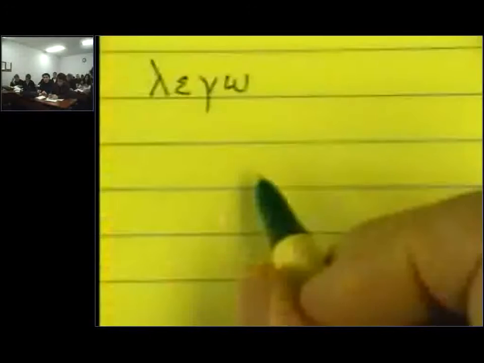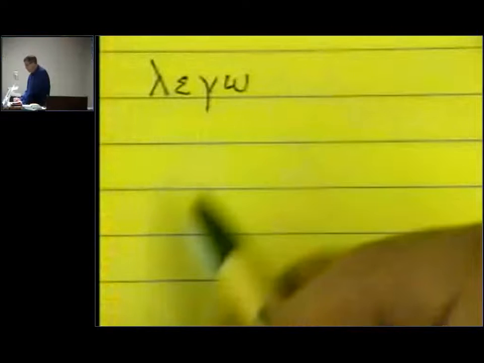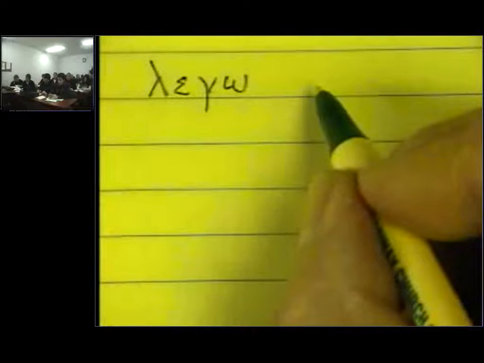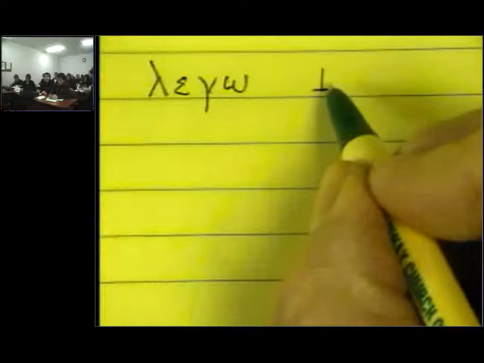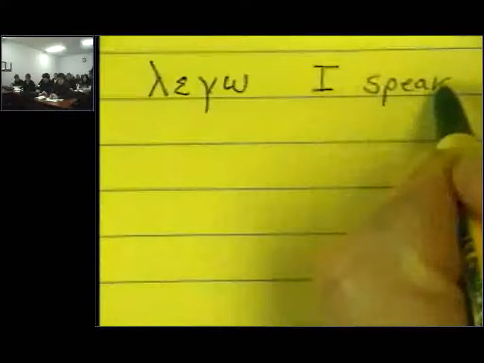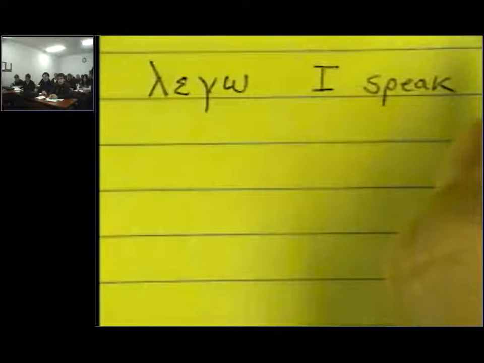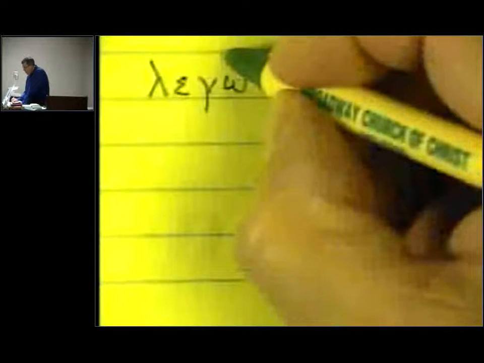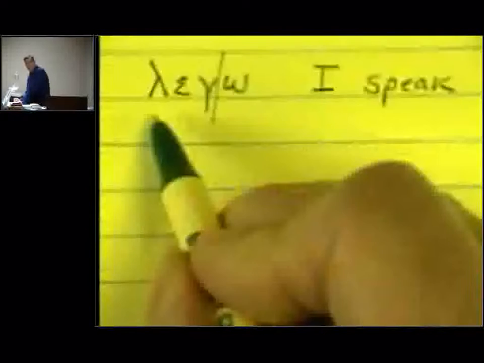Our first verb is going to be Lego. И наше первое слово будет Lego. Everybody pronounce Lego. Все произнесите Lego. This means I speak. И это слово обозначает я говорю. Now, the lambda, epsilon, and gamma are the stem. И лямбда, эпсилон, гамма — это корень.